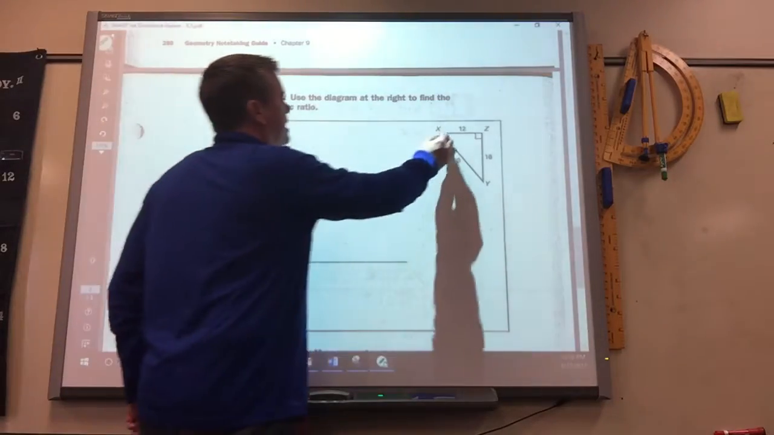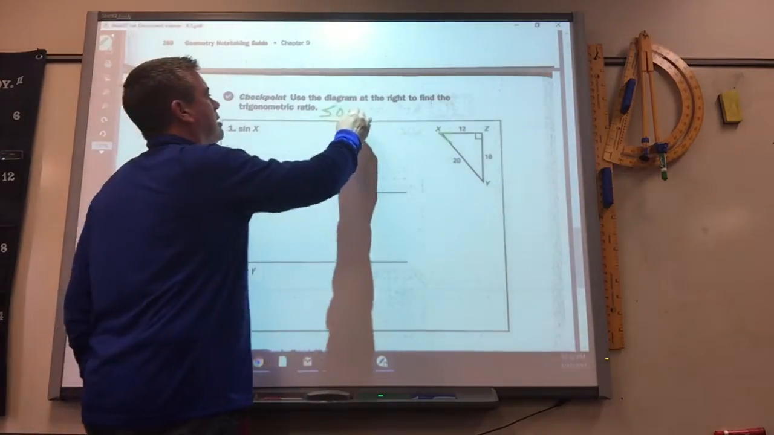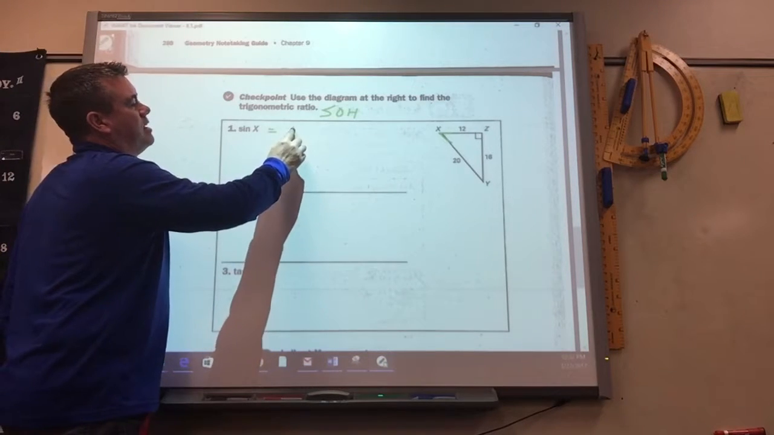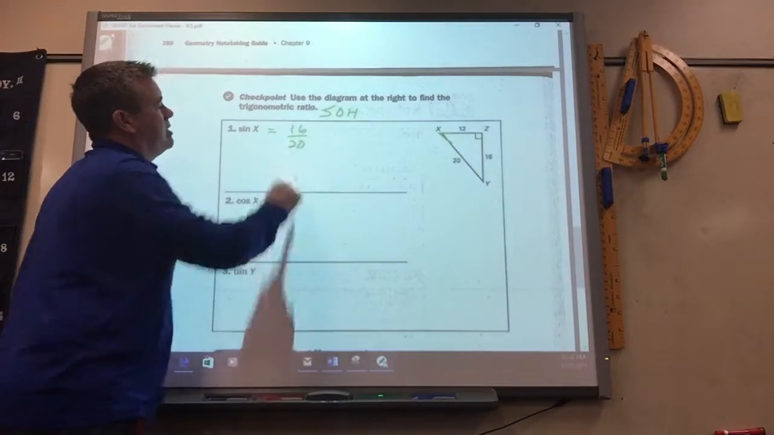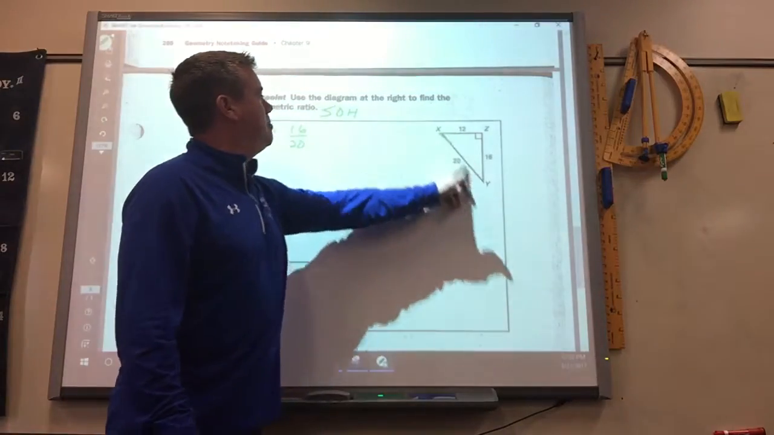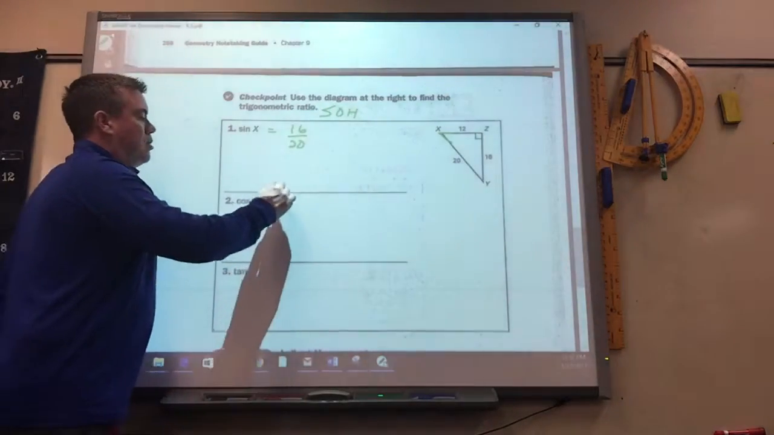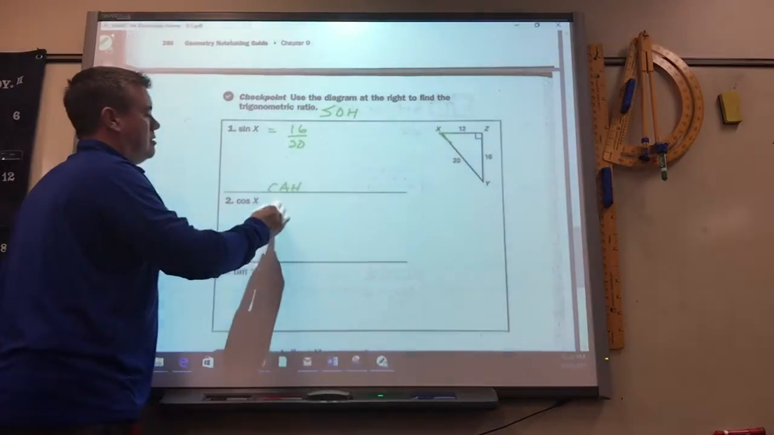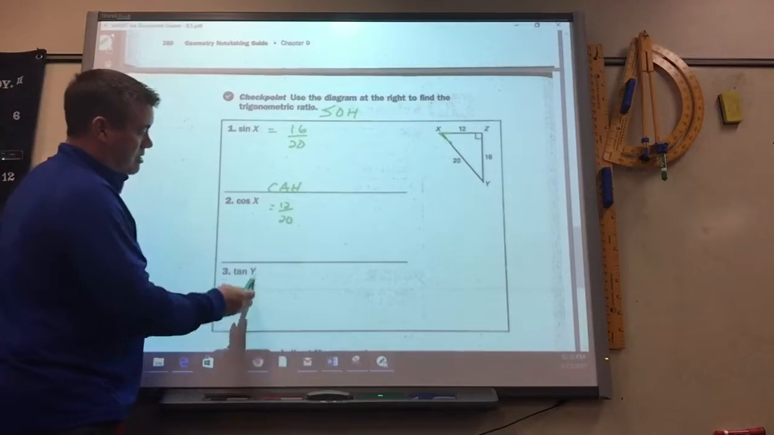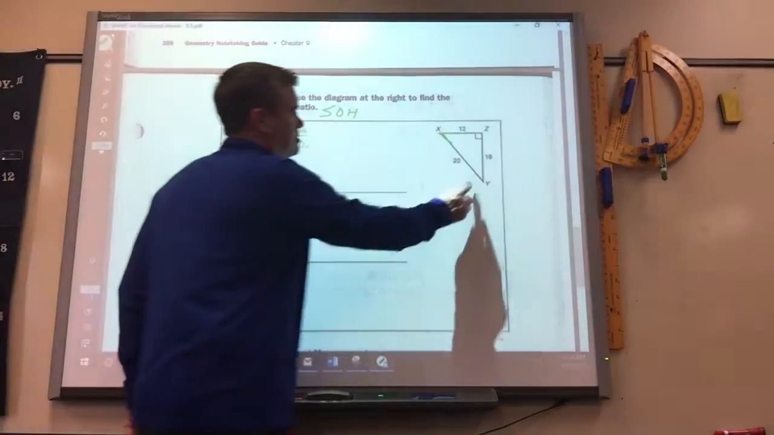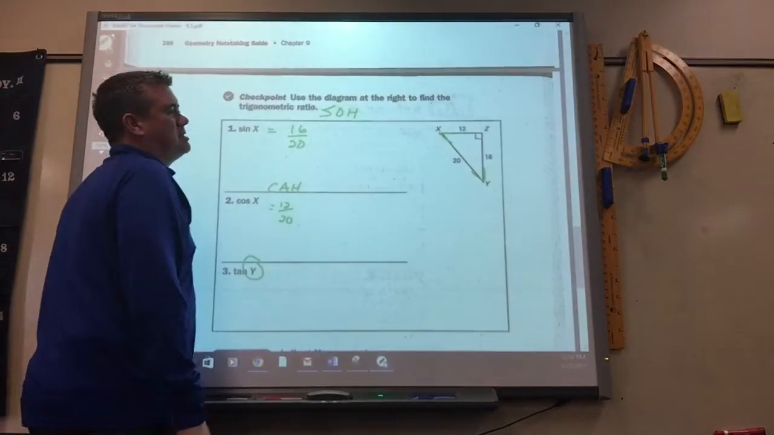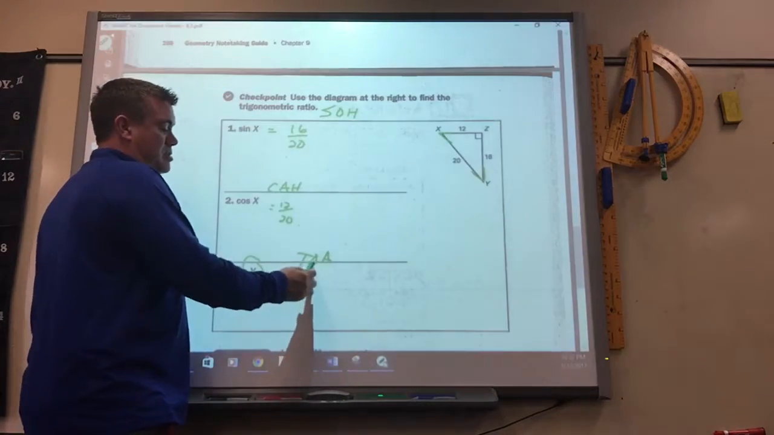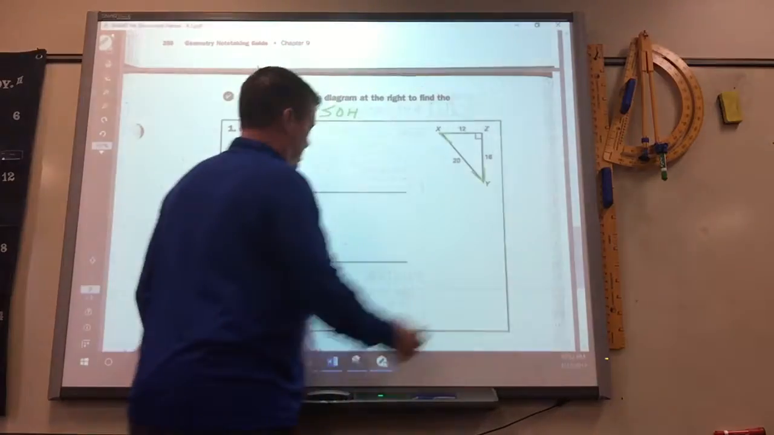The sine of x is opposite over hypotenuse, 16 over 20, right. Opposite is 16, hypotenuse is 20. Cosine of x is 12 over 20. And the tangent of y, they're switching things up. Tangent is opposite over adjacent, so 12/16.